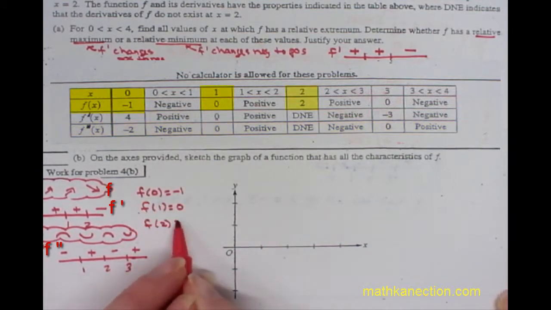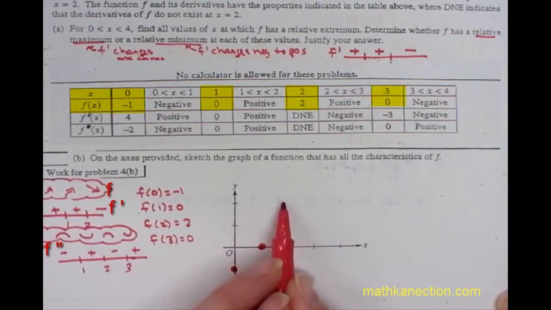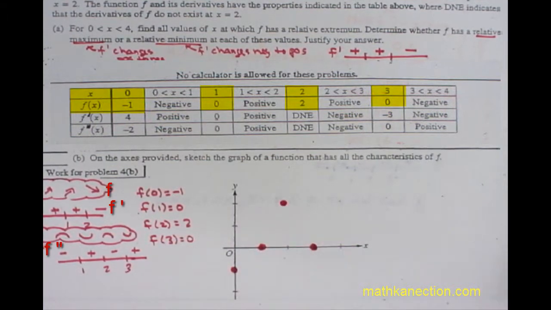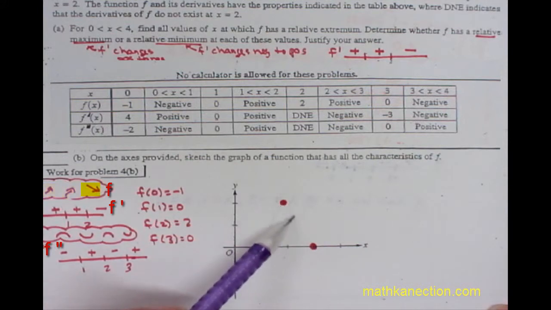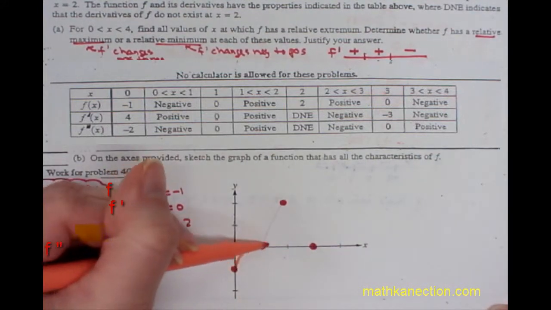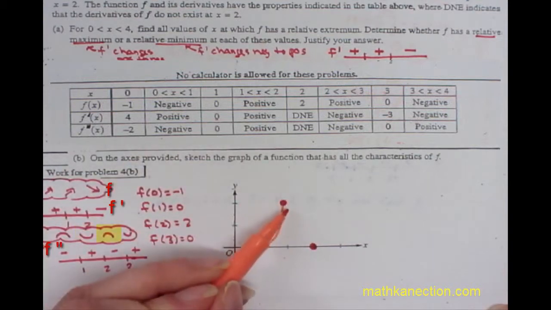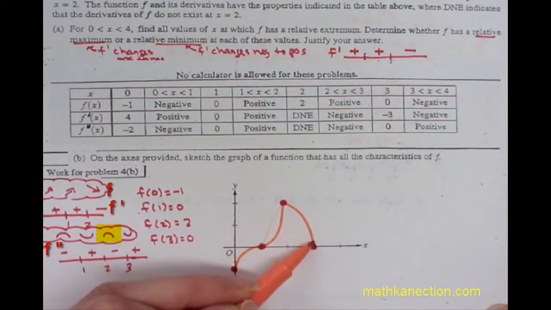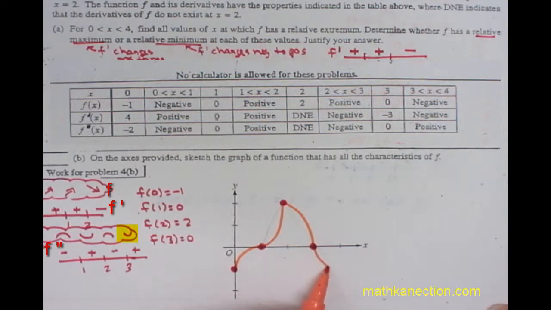So finding all the coordinates off of the f, plotting those points. And then since f is increasing, then decreasing, then putting in the curve concave down, concave up, concave down, and then concave up again.